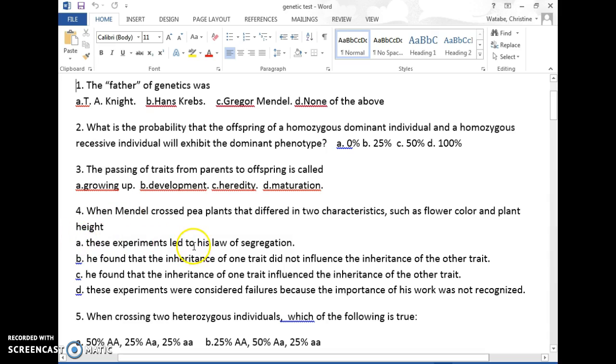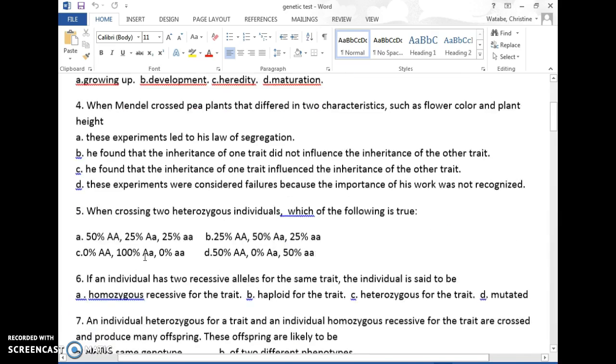A, these experiments led to his law of segregation. B, he found out that the inheritance of one trait did not influence the inheritance of the other trait. C, he found that the inheritance of one trait influenced the inheritance of the other trait. Or D, these experiments were considered failures because the importance of his work was not recognized.